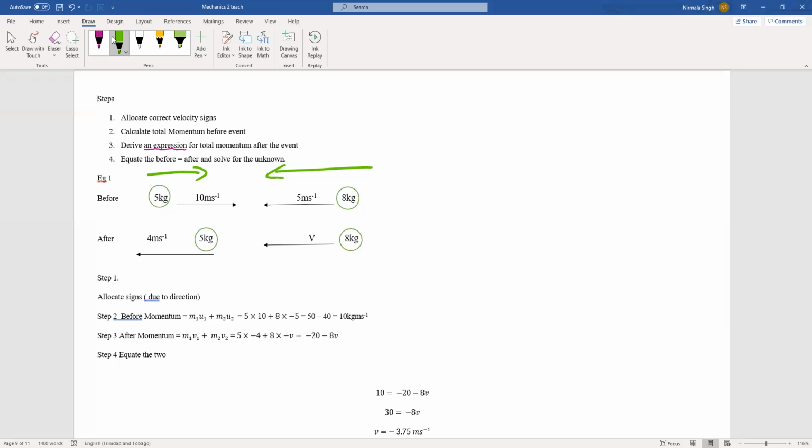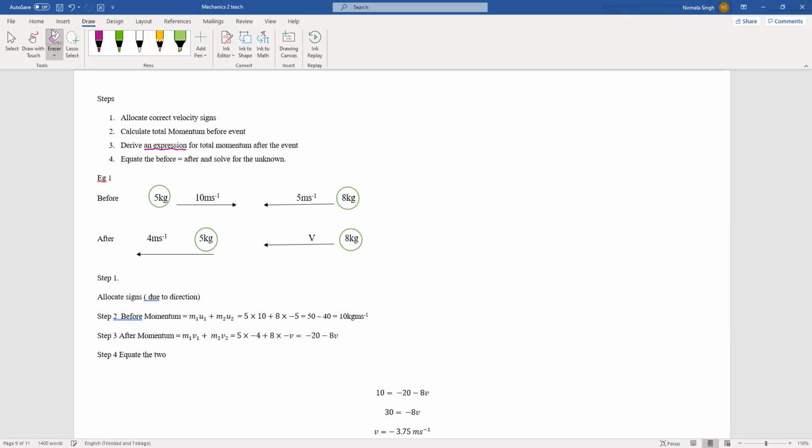So after they have hit each other, they're going to either bounce back or continue moving at a certain speed. After the event, the 5-kilogram object reversed its direction and is now moving 4 meters per second to the left, while the 8-kilogram object is still moving to the left at some velocity. We want to determine how fast it is moving in this direction. So let's look at the steps to take when you're doing these questions.